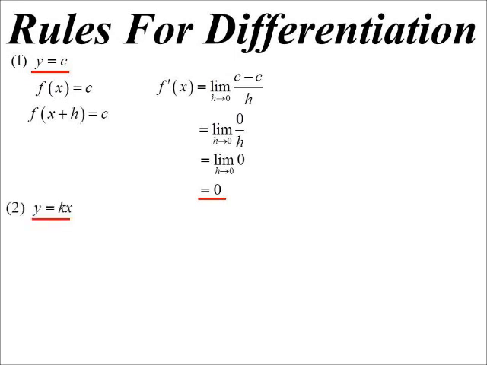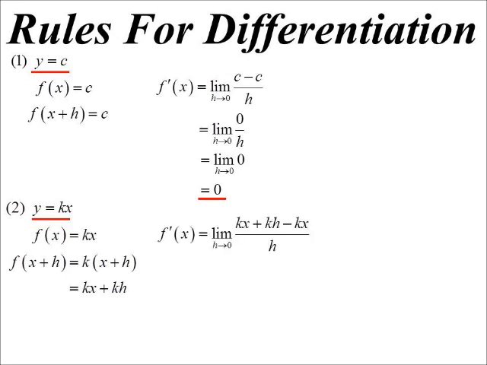All right, let's take it to the next level. If we've got y equals some constant times x, so we're talking about a straight line. Well, I know the slope of this line would be... So again, let's just prove that that does indeed happen. Function x, kx. Function x plus h would be kx plus kh. Put that into my first principles formula. We end up with kh on h. The h's will now cancel, and yep, we get a constant k.